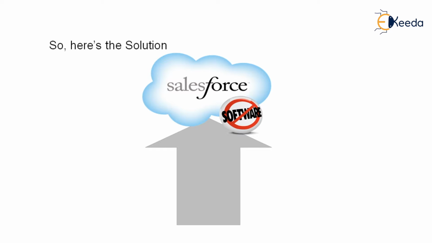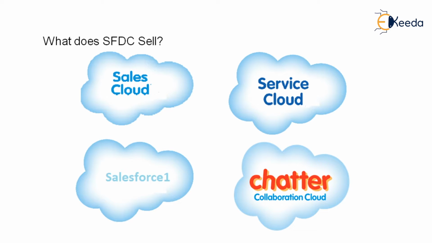Now, what does Salesforce sell? Salesforce sells products such as Sales Cloud. Salesforce also provides Service Cloud. Then Salesforce itself has Salesforce One. Then it also has one collaboration cloud that is called Chatter. So these are the various kinds of products offered by one of the cloud service providers, namely salesforce.com.